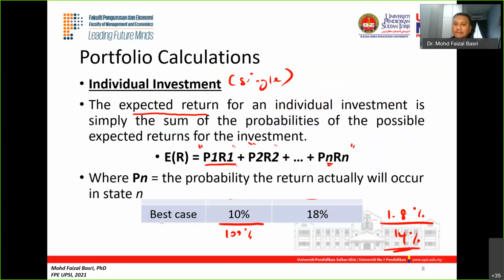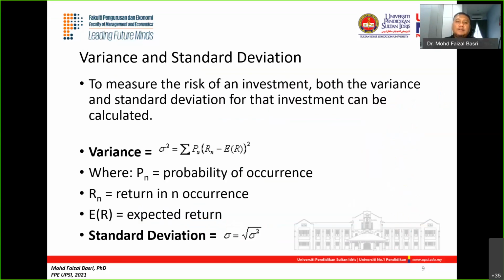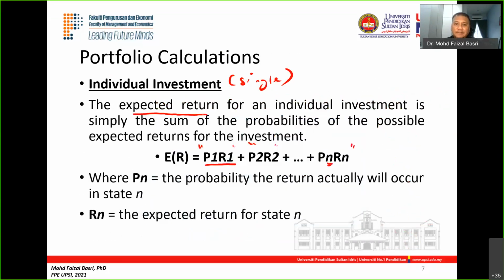So the formula is based on this. You have 2 ways to calculate it: using this formula, or you can use this table. Both will give you the same answer anyway. So this is the measurement of returns, remember, for a single investment. Now we're going to move on to the measurement of risk for a single investment.